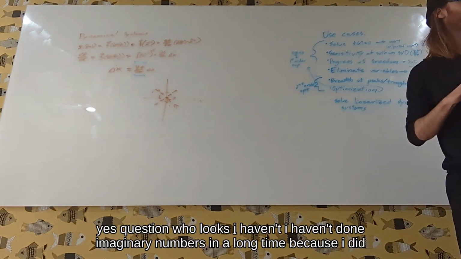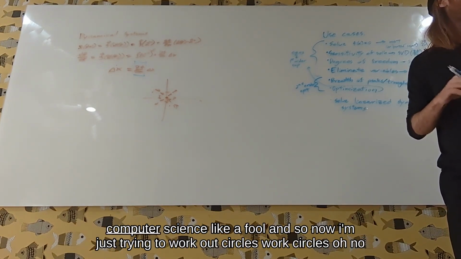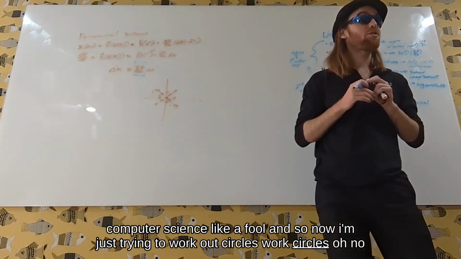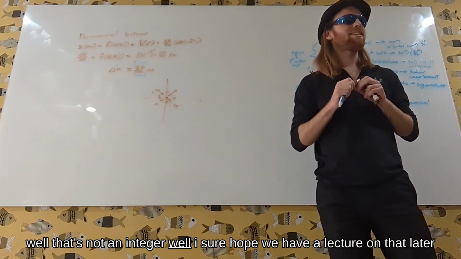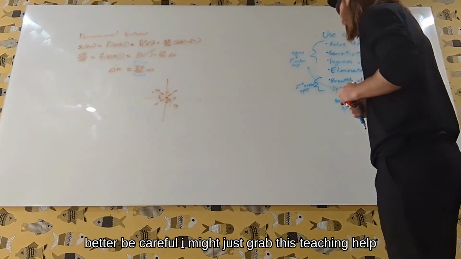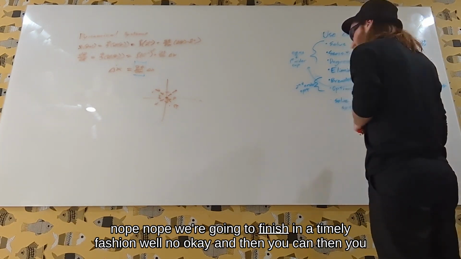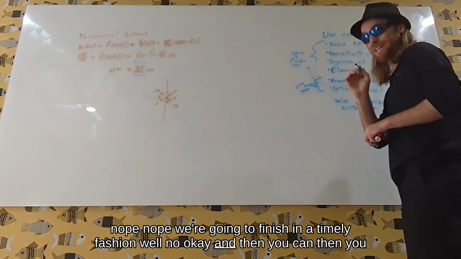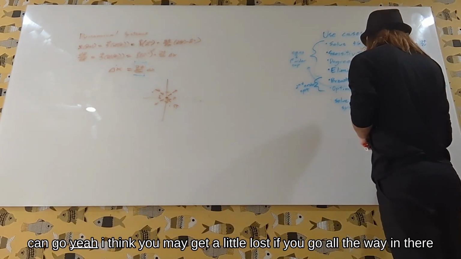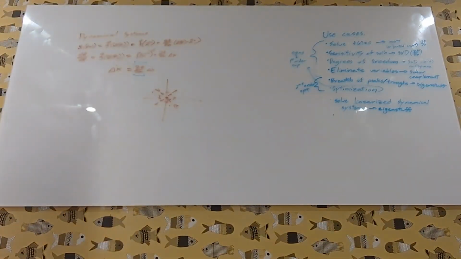Yes, person who looks vaguely confused. I haven't done imaginary numbers in a long time because I did computer science like a fool, and so now I'm just trying to work out how circles work. I've got no idea. Circles? Oh no. That's not an integer. I don't know how to. Well, I sure hope we have a lecture on that later, so you'll know how that works. You better be careful. I might just grab this teaching opportunity before you get there. Nope, super nope. Exciting. We're going to finish in a timely fashion. Well, no, okay. Timely. And then you can go. Someone said learn things about numbers. Yeah, I think you may get a little lost if you go all the way into things.